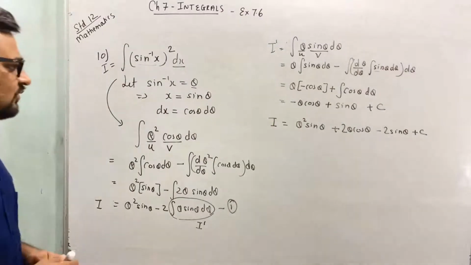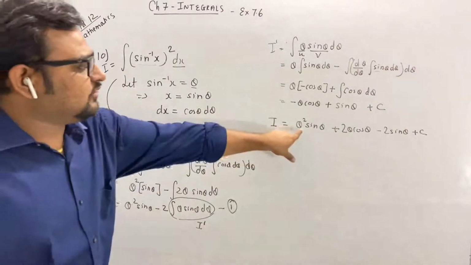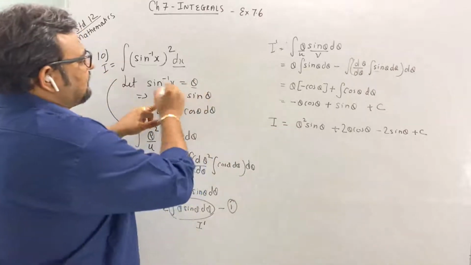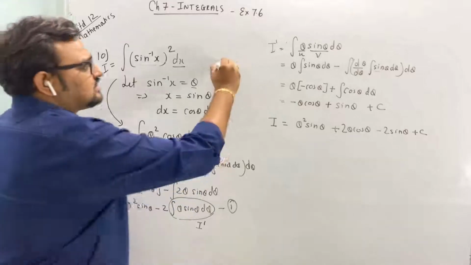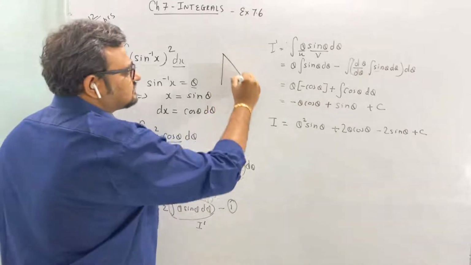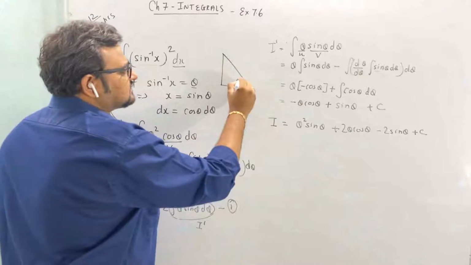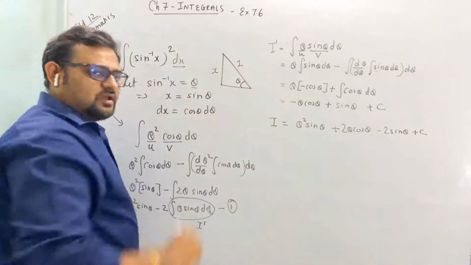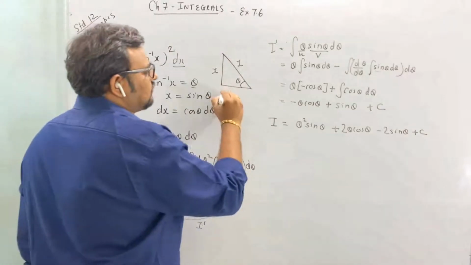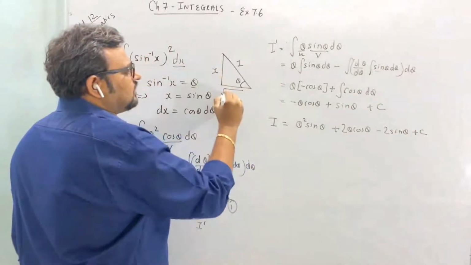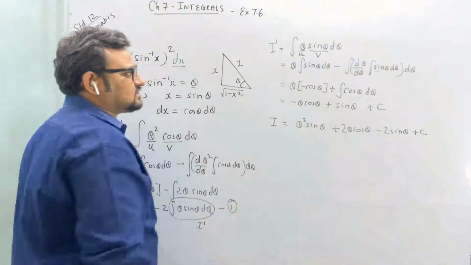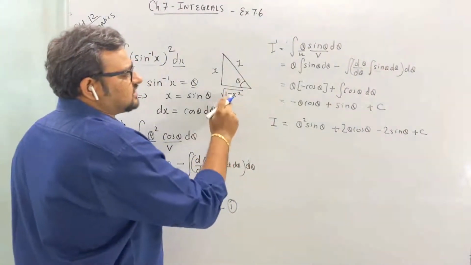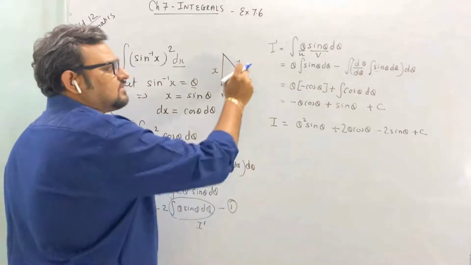Okay, one thing is remaining. We are still incomplete. We have to replace the value of theta, right? What was theta? Sine theta equal to sine inverse x, so sine theta is equal to x. If I take this as theta, sine theta is equal to x by 1. This will be equal to under root of 1 minus x square, right? So from here I can write cos theta as adjacent by hypotenuse.